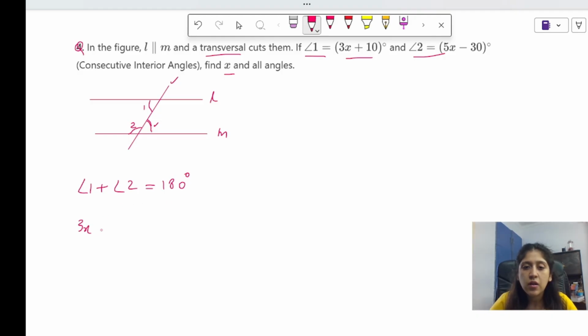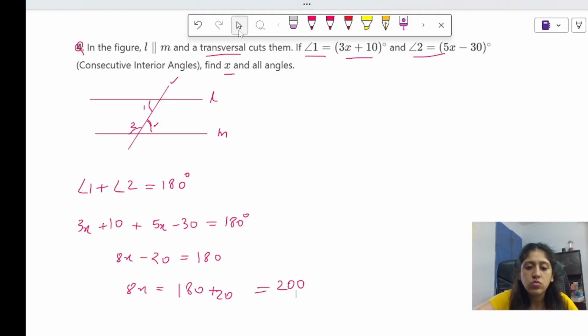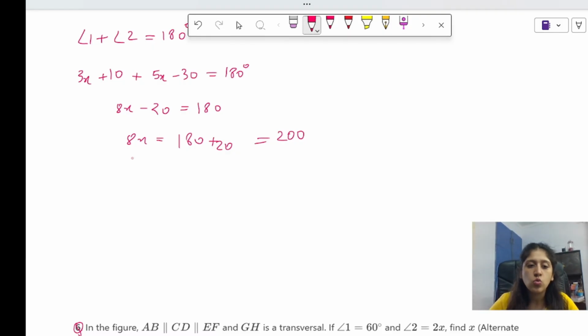Angle 1 is 3x plus 10. Okay? Angle 2 is 5x minus 30. And it adds up to give us 180 degree. We just have to solve. So we get 8x minus 20 is equal to 180. Alright? 8x comes out to be 180 plus 20, alright, which gives us 200, alright, and let's just go down a bit. Okay, so x comes out to be whatever that is, 200 divided by 8. I hope the concept is clear.